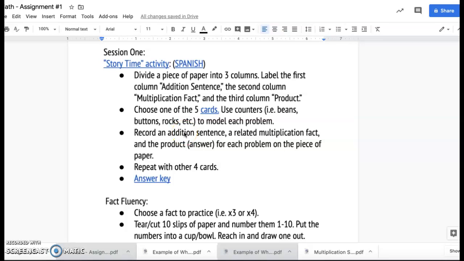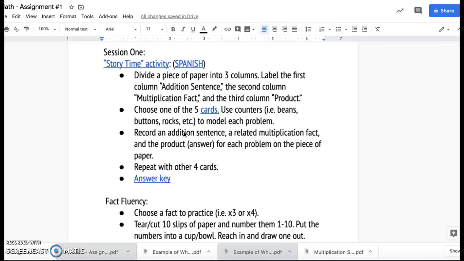Hi guys, this is your assignment one for math. It says session one because it's assignment one, and it says story time activity. That little Spanish button was actually if you needed it in Spanish, so don't worry about that because all of you are English speaking in the classroom, so you're fine.